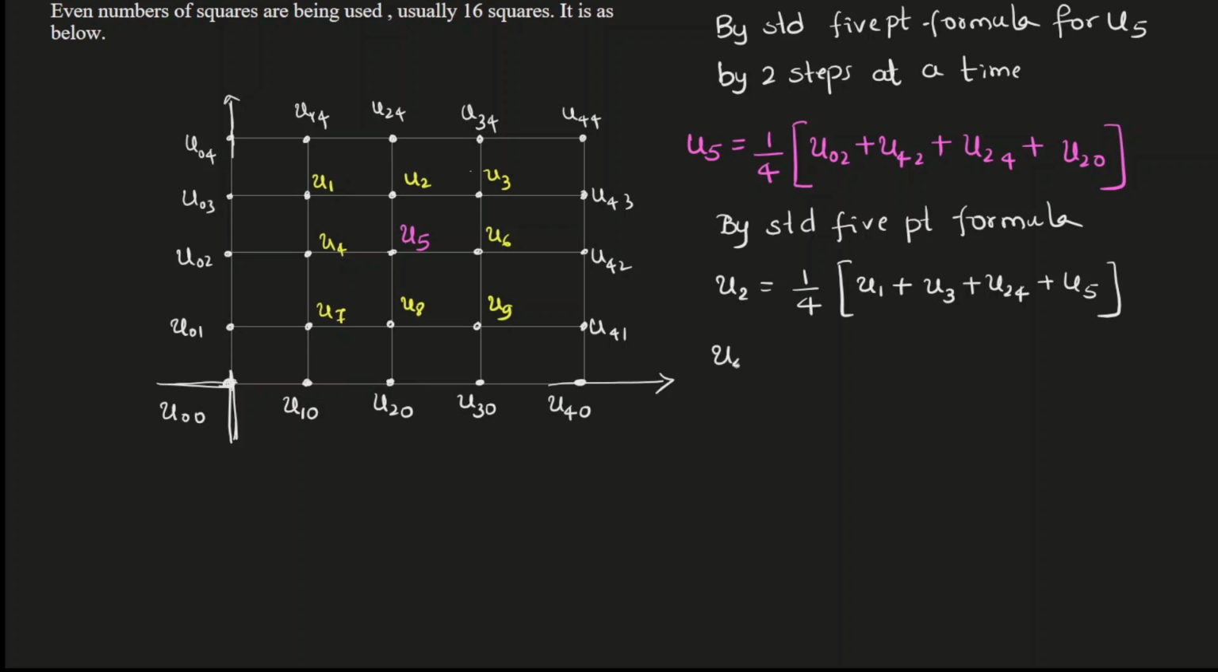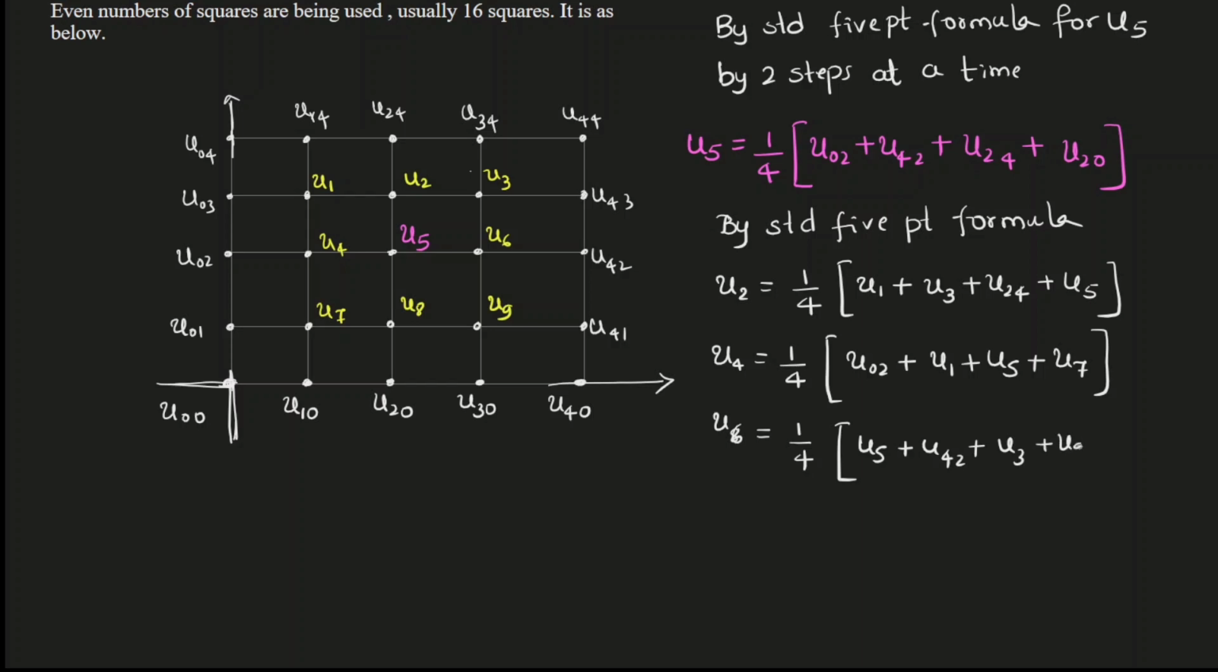Similarly, U4, it is 1 by 4. Here U4: U02 plus U1 plus U5 plus U7. Yes. Here our U4: U02, U1, U7, U5. Next, U6, 1 by 4. For U6, left value is U5, right value is U42, upper value is U3, and lower value is U9.